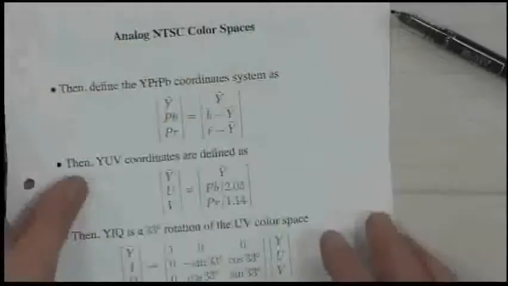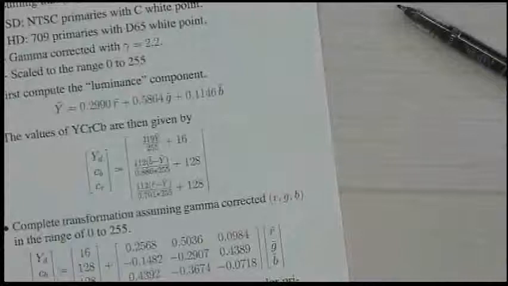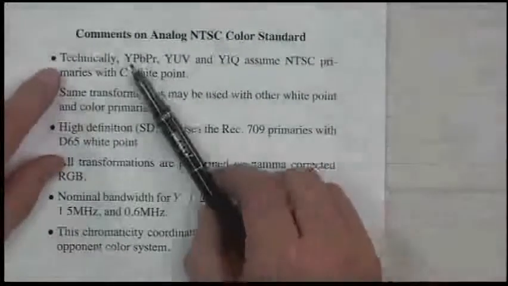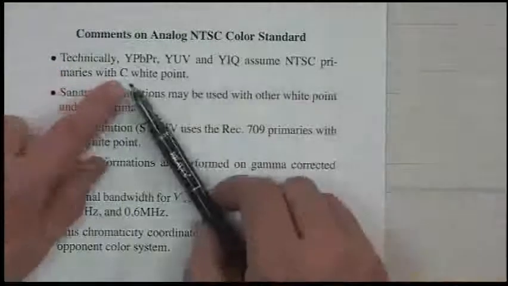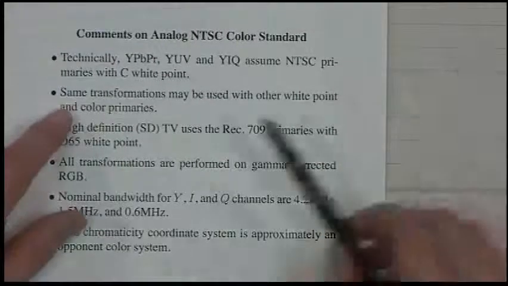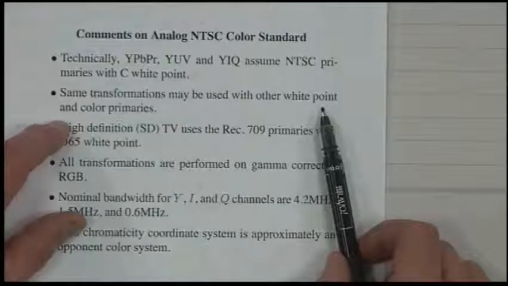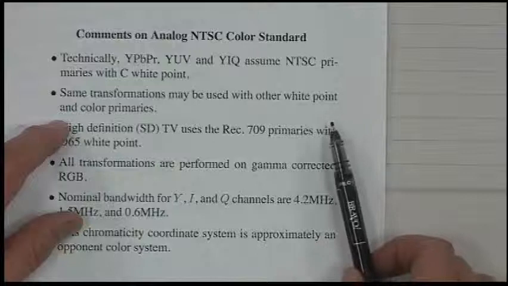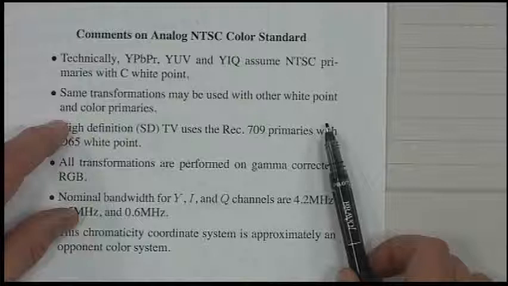So the main upshot here, one other thing, just to review a few points. Technically YPbPr, YUV, and YIQ all assume NTSC primaries with C white point, except nobody uses them that way anymore. The same transformations may be used with other white points and color primaries, and inevitably they always are.